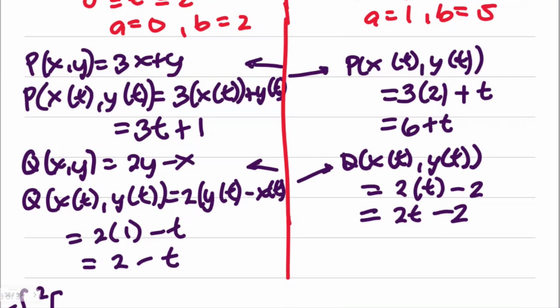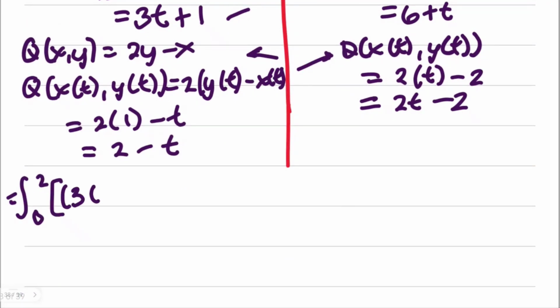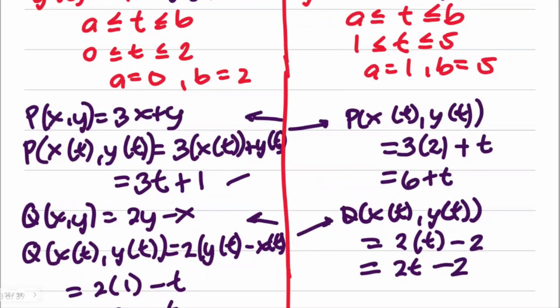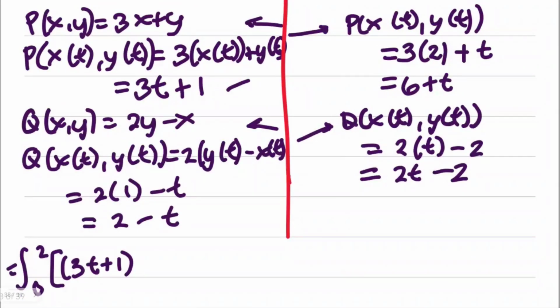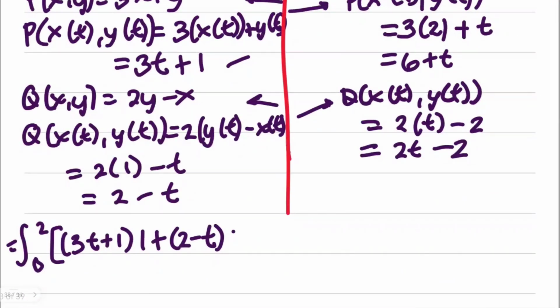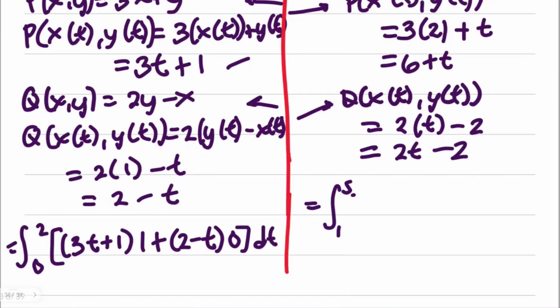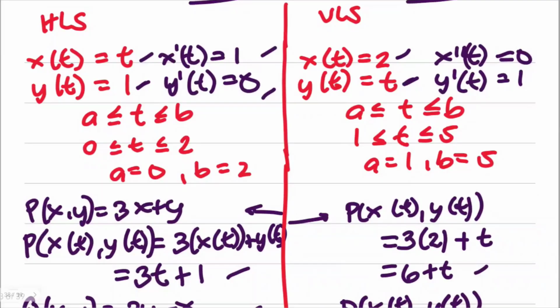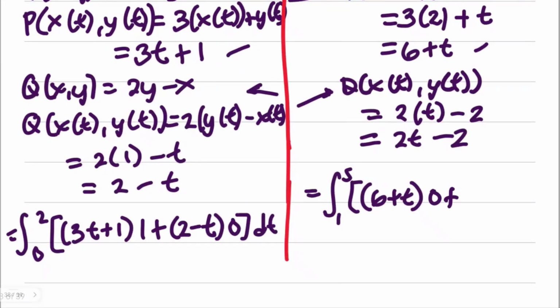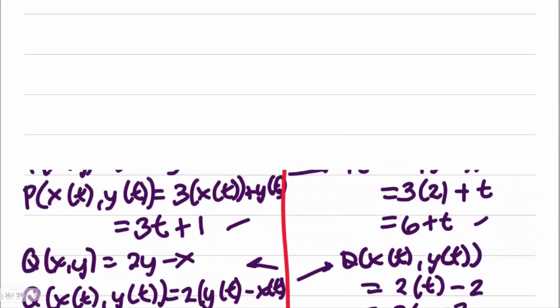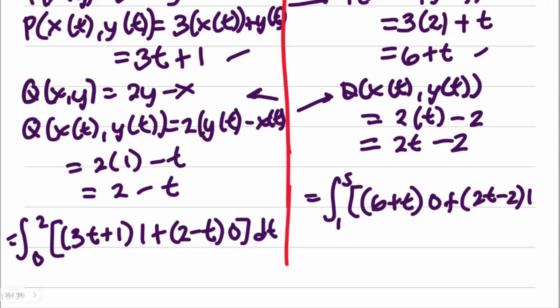So your P is actually this one here, 3t plus 1, times the derivative of your x, which is 1, plus your Q, 2 minus t, times the derivative of your y, 0, dt. Okay, we're going to duplicate that here on the second one so you'll be able to compare them. Your a and b is 1 to 5. Your P was 6 plus t here, times the derivative of your x, which is 0, plus your Q, 2t minus 2, times the derivative of your y, which is 1, dt.